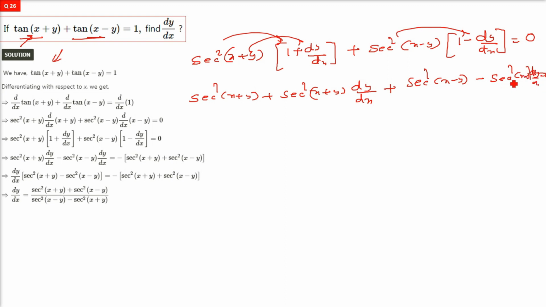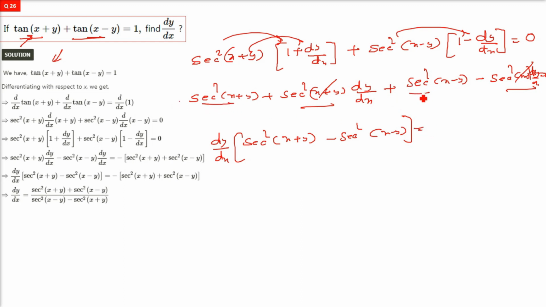is equal to 0. Differentiation of 1 is 0. Now bring the dy by dx terms together. So dy by dx, the sec square (x plus y) is there, and there is a negative sec square (x minus y). So this I have already taken, that's why I am cancelling it. And whatever is left, just take it on the right hand side. Both will be negative, so I am taking the negative outside. It will be negative because both go negative on the right hand side. So negative I have taken, the rest of the terms I have written.